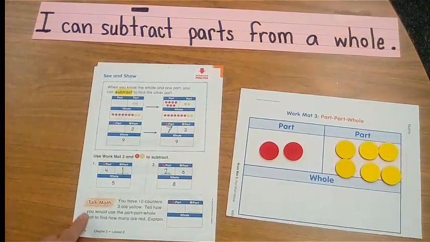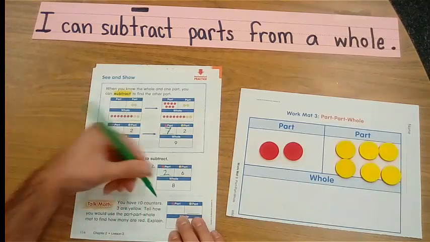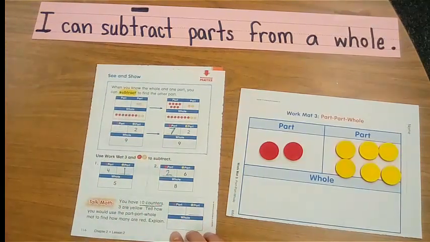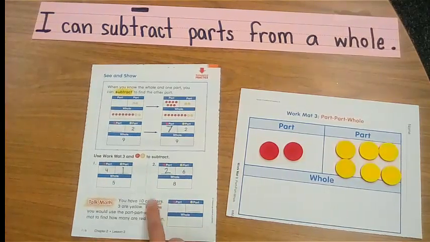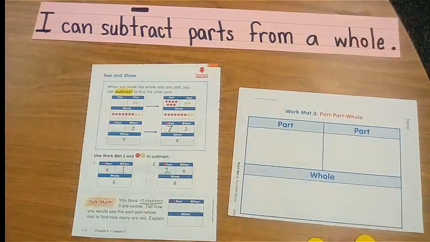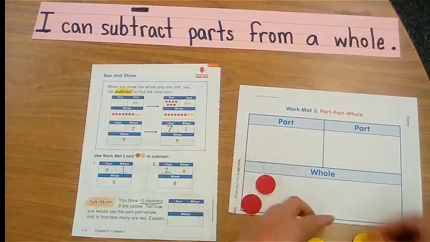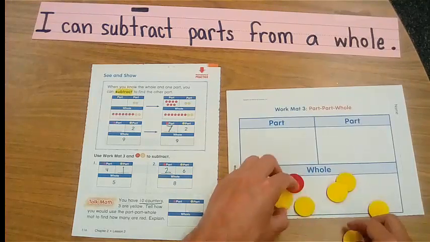Okay, so now it says math talk. You have 10 counters, 3 are yellow. Tell how you would use the part whole mat to find how many are red. Explain. So what should we do? Well, you have 10 counters, so I know that. I have 10. Now, 10 is my whole. So how many, oops, let me take this down. How many counters should I have in here? That's right, 10. So let's put 10 counters. Great job.